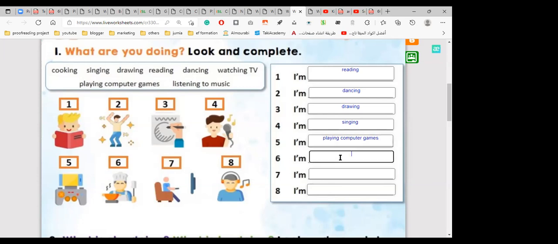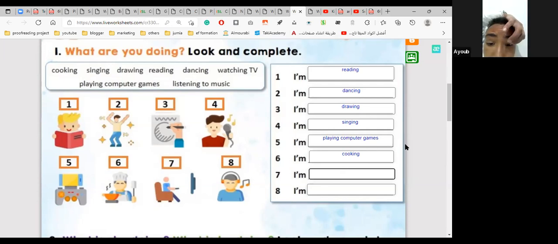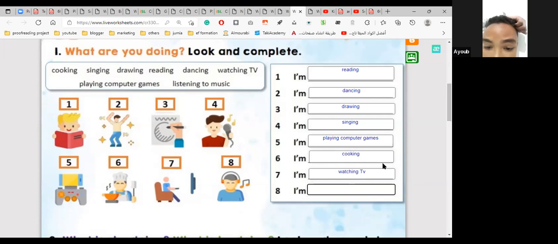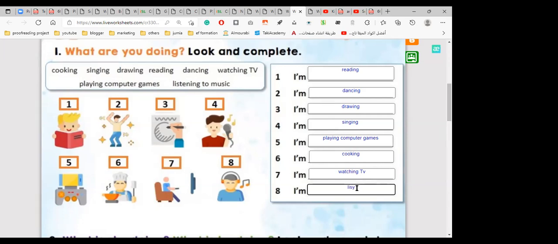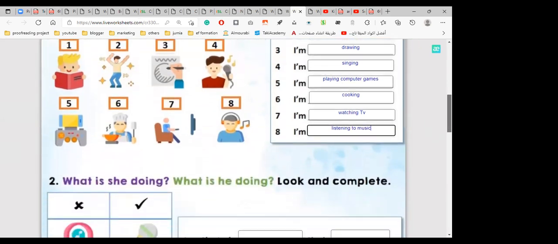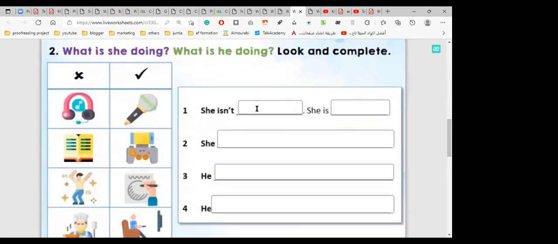Computer games, okay. Number six, what are you doing? I'm cooking. Yes, I'm cooking some food. Number seven, what are you doing? I'm watching TV. Yes, I'm watching TV. And number eight, what are you doing? I'm listening to music. Listening to music. Okay. These are some of the activities. Okay, here. What is he doing?